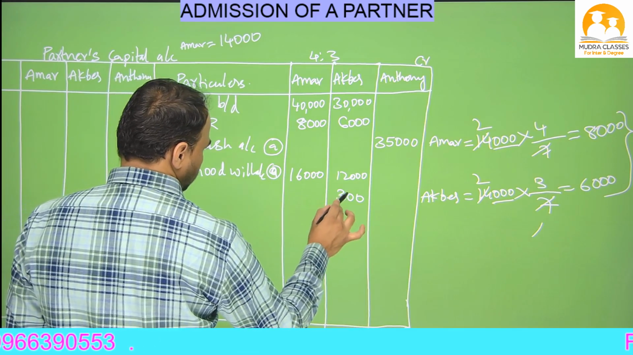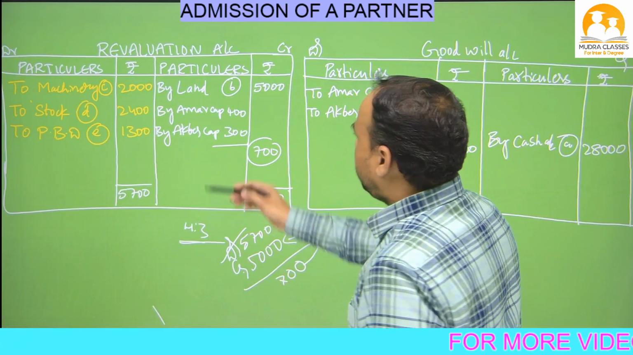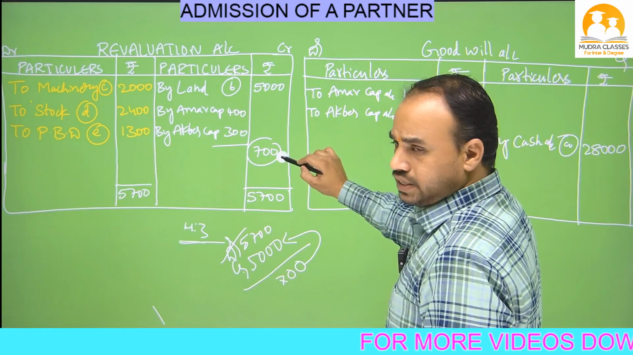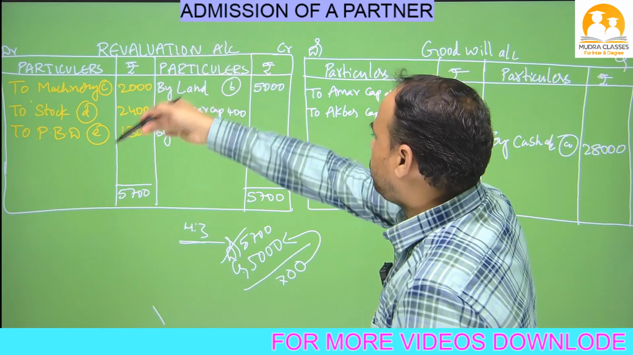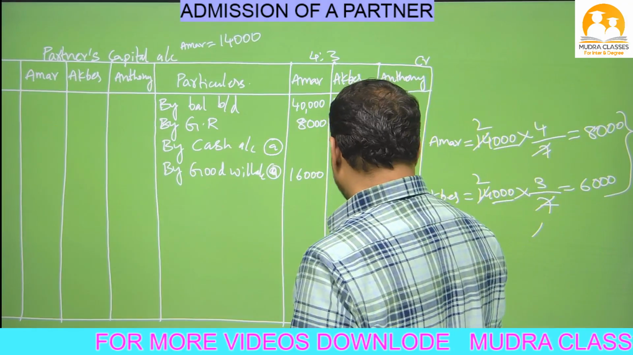Here we got a loss, so we have to write it on the debit side in the partners' capital account, because in the revaluation account the balance we got is on the credit side. So in the partners' capital account we have to write the opposite side, that is the debit side.